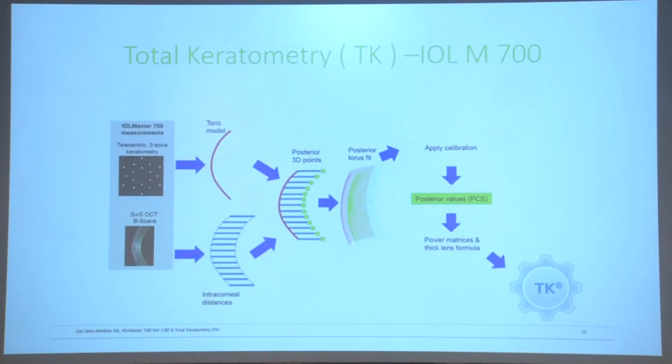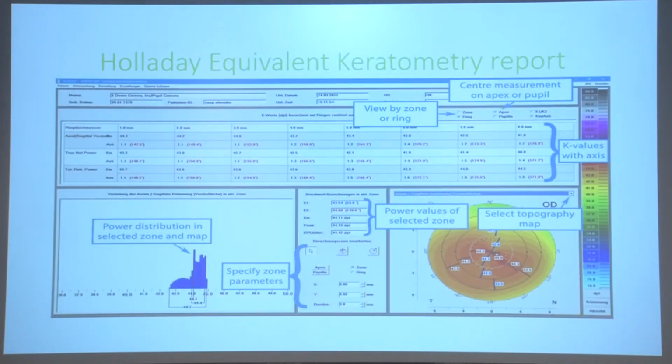So, two main important keratometry readings are, one is the total keratometry, which I believe Saumil explained, which comes along with the IOL Master 700, and they take into account the anterior and posterior curvature both, and the other is the Holladay equivalent keratometry reading. These are the two very important measurements which make our IOL power calculation more precise.